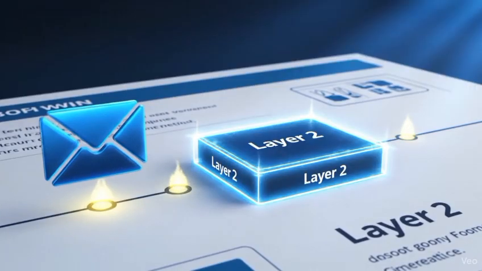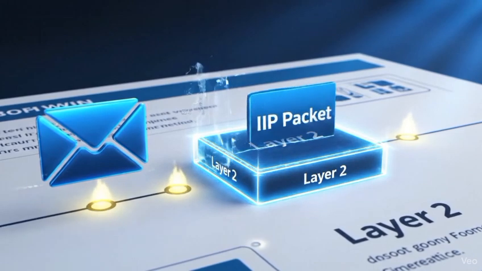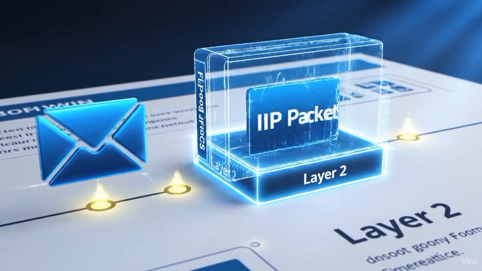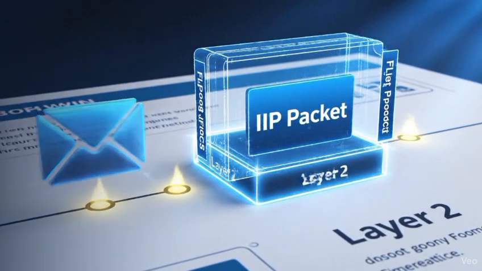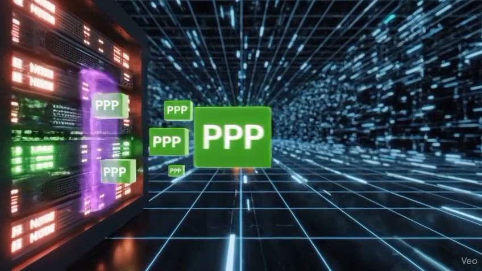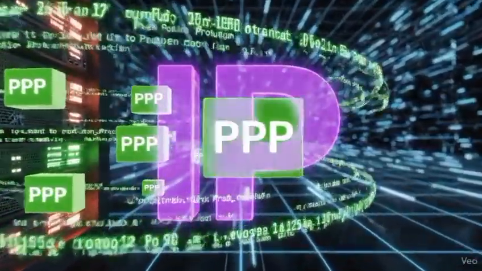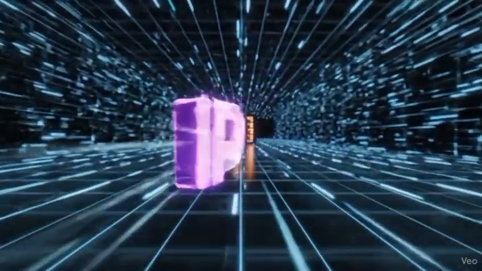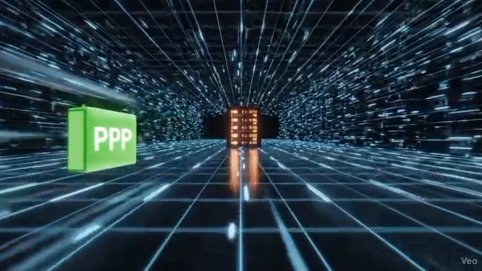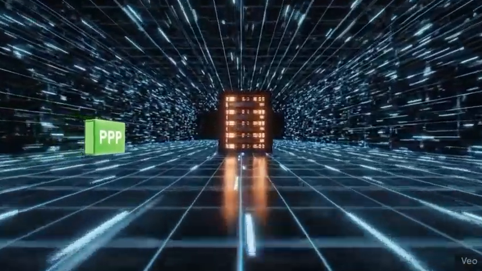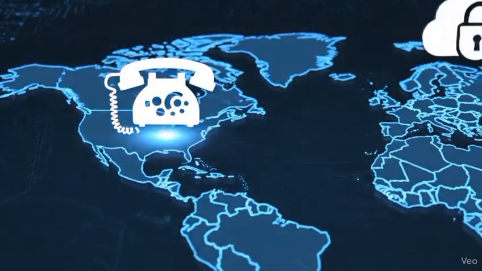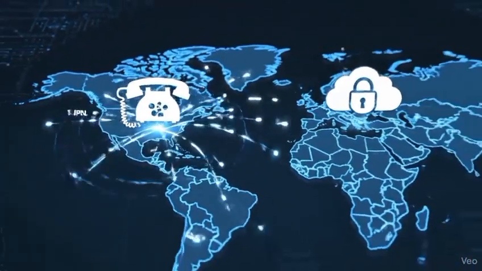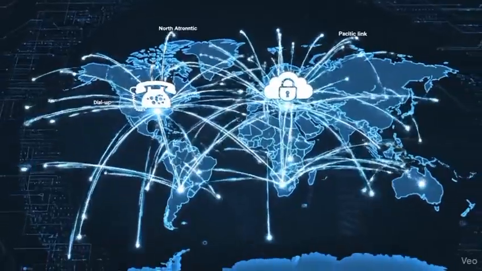PPP, or point-to-point protocol, is a layer 2 data link protocol. Its job is to create a reliable connection between two nodes over a serial link. It replaced older technologies like SLIP and introduced better reliability and functionality. PPP encapsulates higher layer protocols so that packets such as IP packets can be safely transmitted across point-to-point connections. PPP is used in many real-world places including dial-up, DSL, broadband, tunneling, and VPN environments.